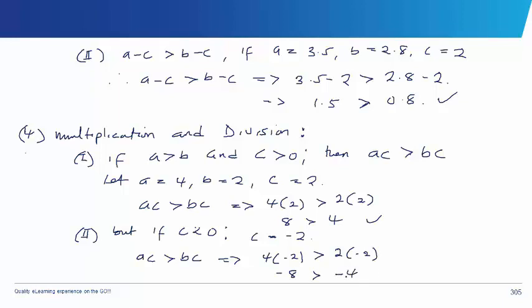Alright, remember what we said, that the lesser the negative number, the lower it is. So we sure know that minus 4 is greater than minus 8, so this sign does not hold. It reverses, and therefore it changes to minus 8 less than minus 4. And so we can say that for C less than 0, it implies that AC will be less than BC. And then we go into some other illustrations under the same multiplication and division rule number 3.